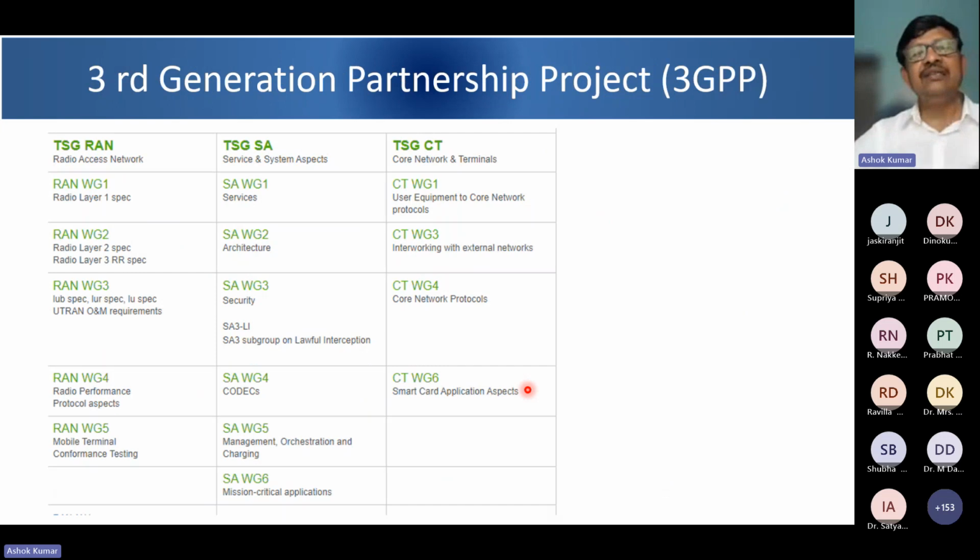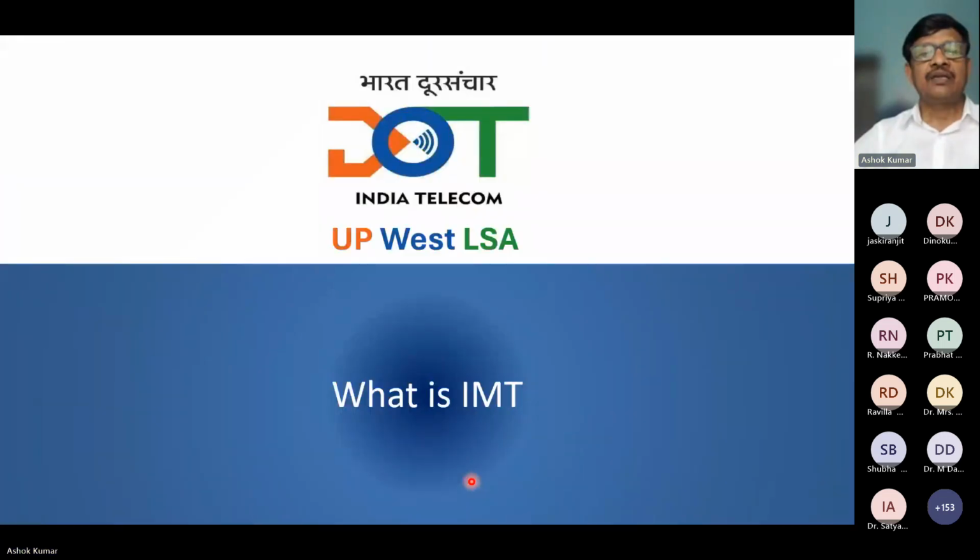Within these three TSGs, they have different working groups working on different aspects. For example, working group 1 of RAN works on the radio layer, working group 2 works on layer 2 and layer 3 and so on. So these are different working groups within the TSGs of 3GPP, and the standards or specifications are finally decided within 3GPP.